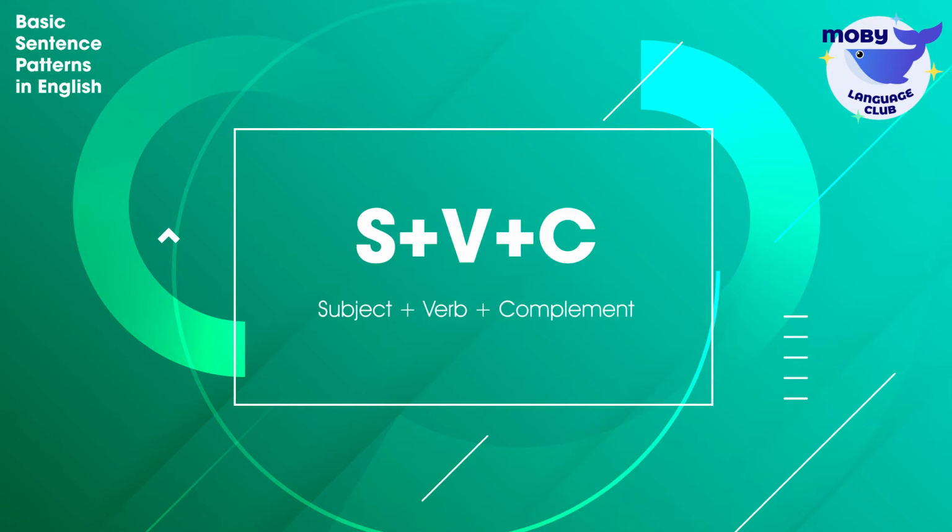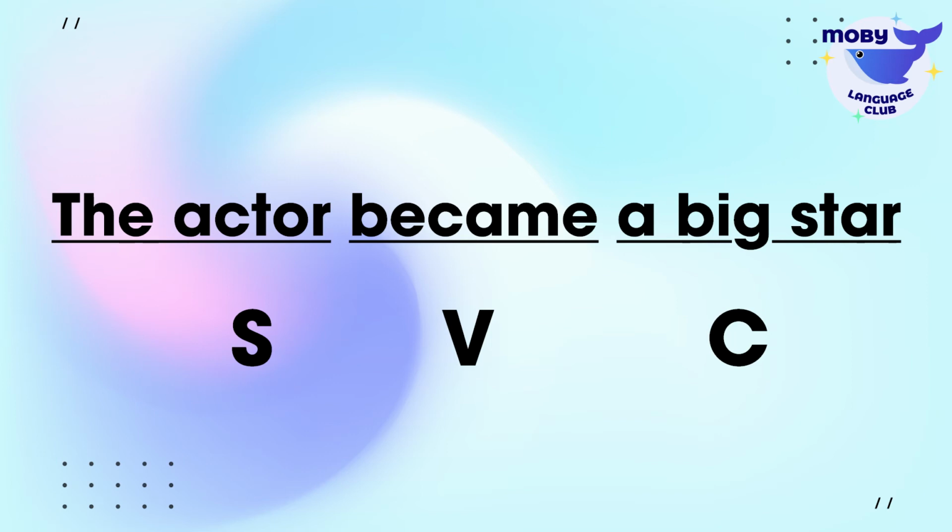The second basic sentence pattern in English is the SVC. The verbs join the subject with an adjective or another noun. A subjective complement is a word or a group of words that often follows a verb. Let's see some examples. The actor became a big star.